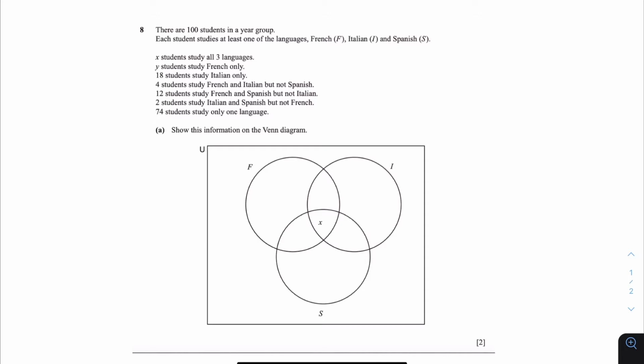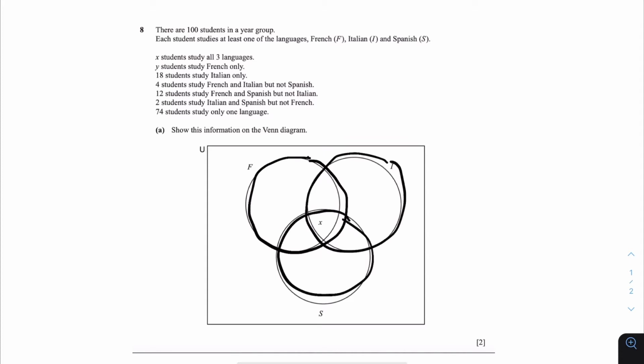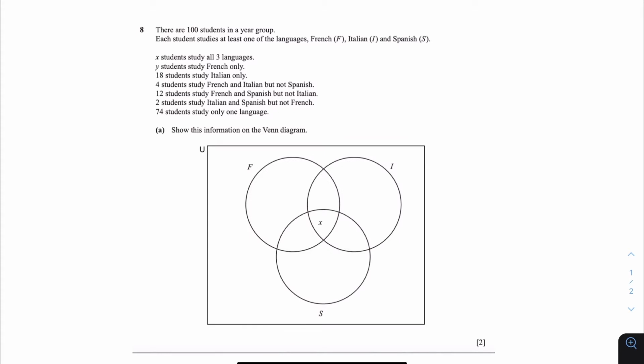So there are 100 students in a year group. Each student studies at least one of the languages, French, Italian, and Spanish. So this means that they have to be in these sets of circles because they study at least one of the languages. None of them will be outside in this region here. X students study all 3 languages. Yep, we've denoted it by this already.